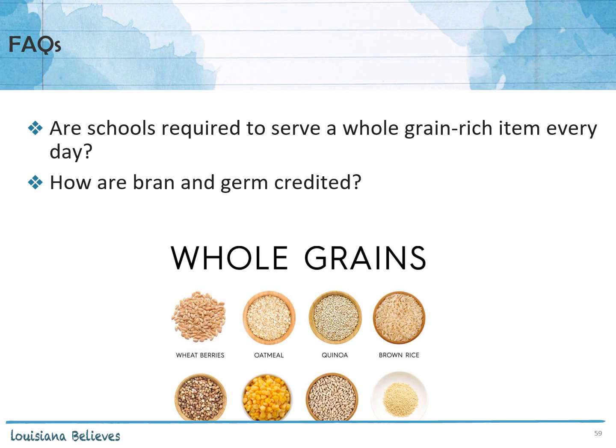Are schools required to serve a whole grain rich item every day? Yes. For preschoolers, it is required to offer a whole grain rich item in at least one meal or snack per day. But for grades K-12 or for preschoolers who are commingled, at least half of the weekly grains must be whole grain rich, and any remaining grains must be enriched. There is no daily whole grain requirement for grades K-12.